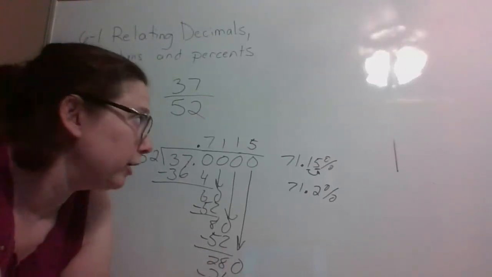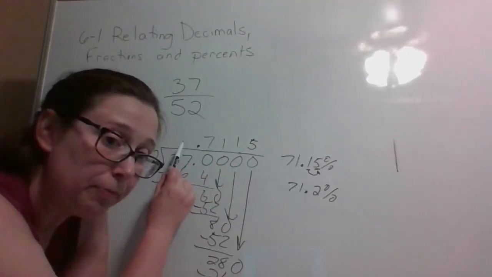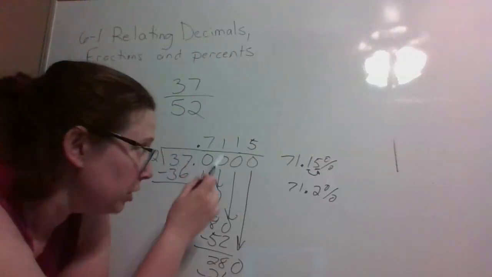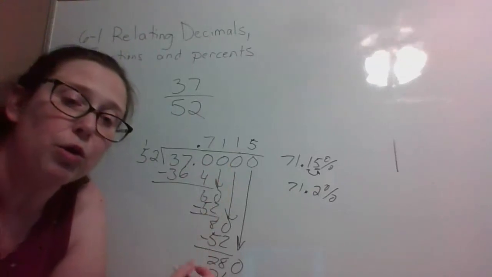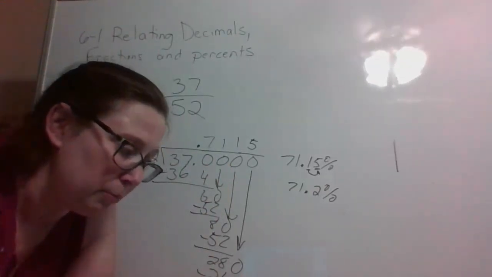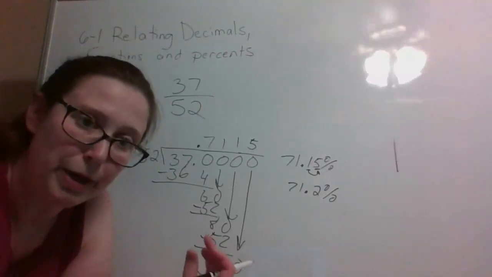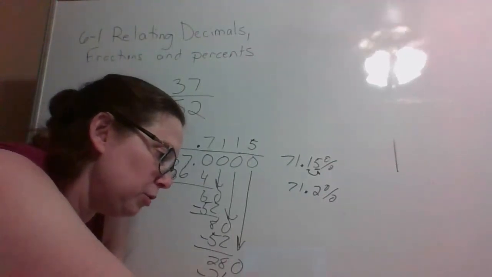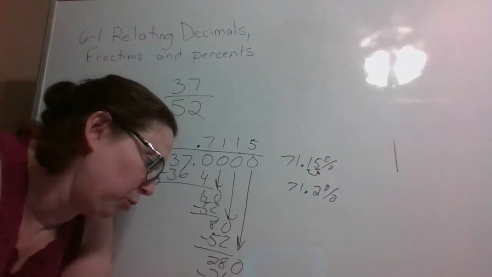Remember, when you're comparing and ordering decimals, you're going to first look at your whole number. If they're the same, you look at your tenths. If they're the same, you look at your hundredths. If they're the same, you look at your thousandths. You keep going until you find a number that's different. When you find a number that's different, that's when you can compare and say whichever number is bigger, that's the bigger number.